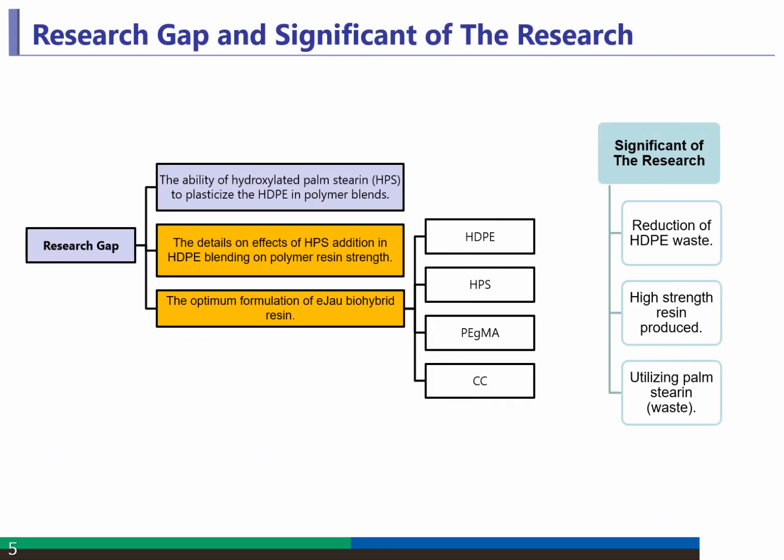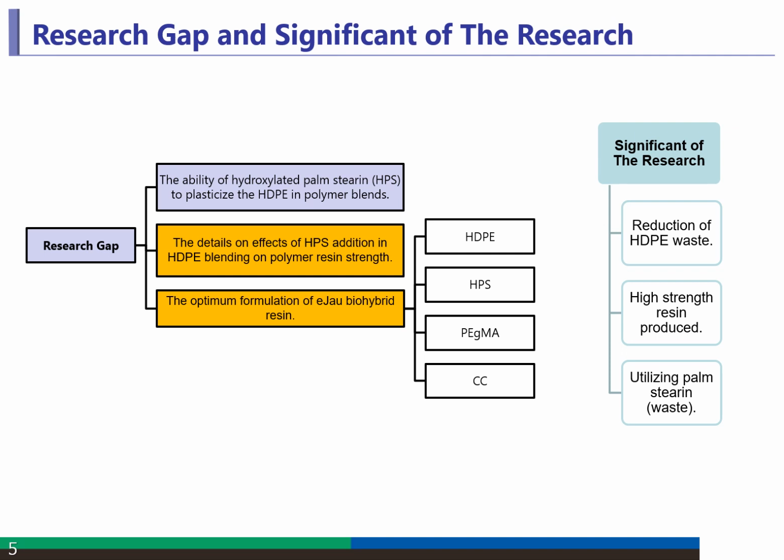In this section, I would like to explain the research gap and the significance of this research. On the research gap, I would like to explore the ability of the hydroxylated palm stearin, or HPS, to plasticize the HDPE in polymer blend, followed by the effect of HPS addition in HDPE blending on polymer resin strength, and the last one, the optimum formulation of the EJA biohybrid resin. The optimum formulation of the EJA biohybrid resin consists of HDPE, HPS, PEGMA, and CC.